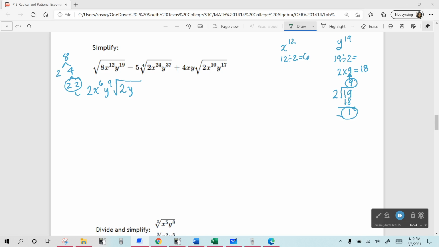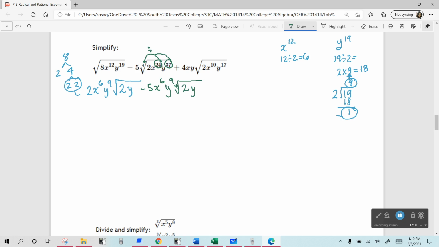Because this is the fourth root, we're looking for groups of 4. So let's do that. The 2, there's no breaking that one. That one stays. But 24, I'm going to carry down the divided by 4. So that's 6. And then you do the same thing with the 37. That's going to be 9, because 9 times 4 is 36. But that one, you do have 1 left. So that's the fourth root, and you have 2y.